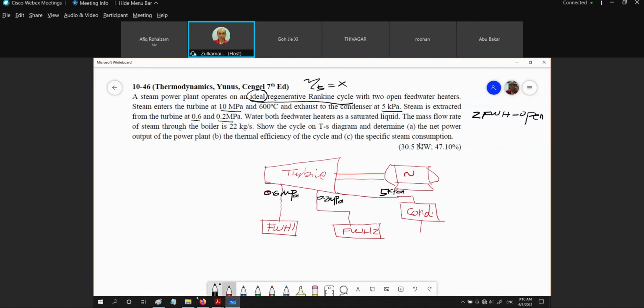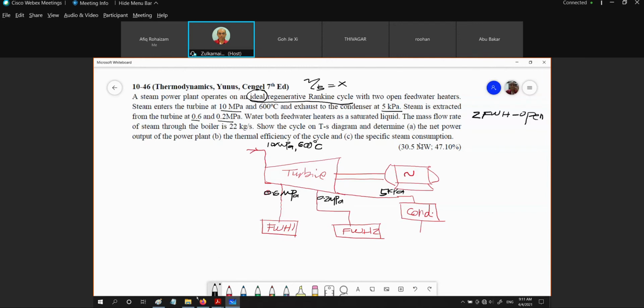While the boiler pressure, which supplies the steam to the turbine, is at 10 megapascal. So this is given as 10 megapascal. And remember, the temperature given right here is 600 degrees C going into the turbine. Steam enters the turbine at 10 megapascal, 600. So 5 kilopascal is the condenser. So this is coming to the condenser. First extraction, bleeding, is 0.6. Second extraction is 0.2.